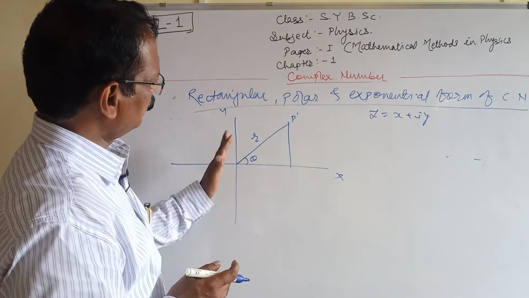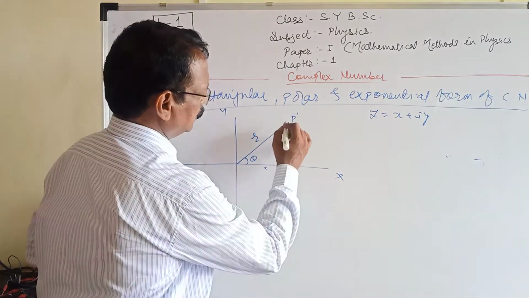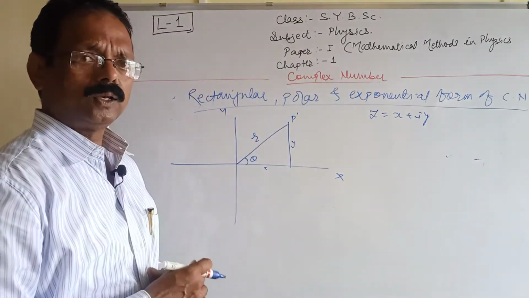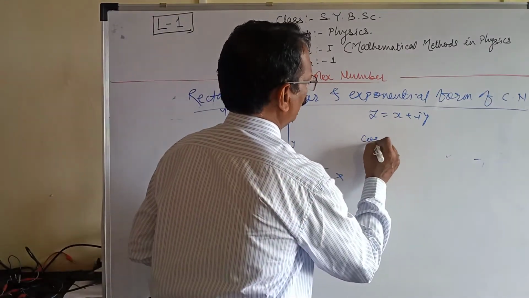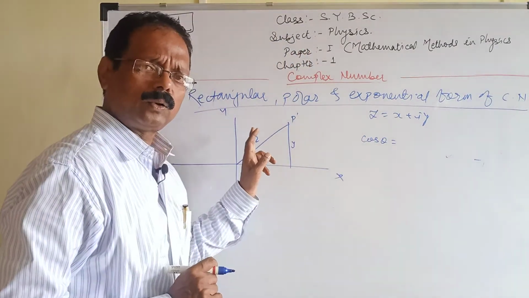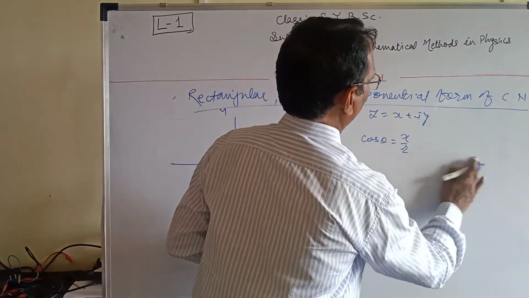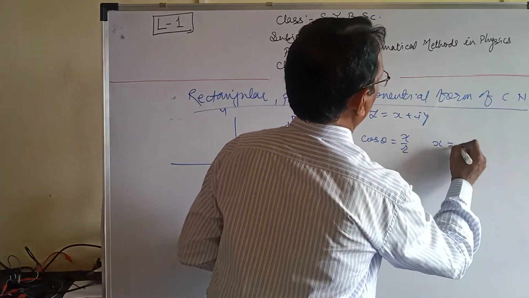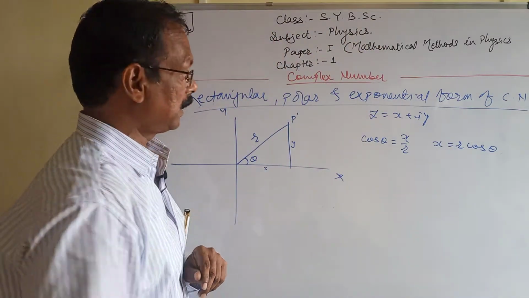So we know that in this triangle, this is your x-axis, so we can write x, and this is the y-axis, so we can write y. So tell me, what is cos theta? We know from this figure that cos theta is equal to the adjacent side divided by the diagonal. So cos theta is equal to x upon r. Therefore, what we get is x is equal to r into cos theta.